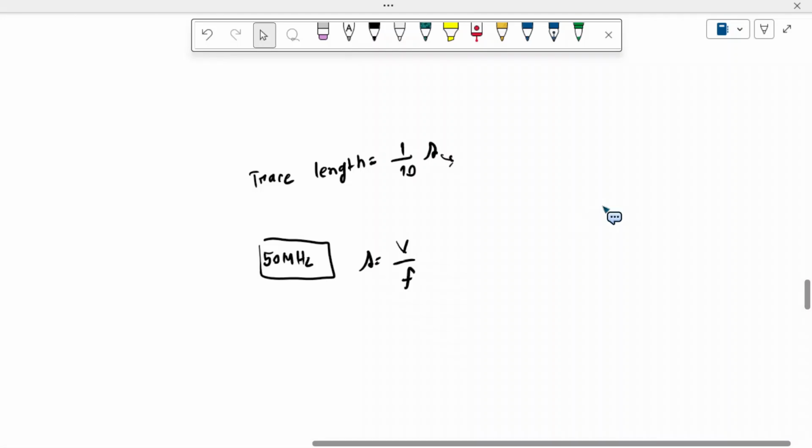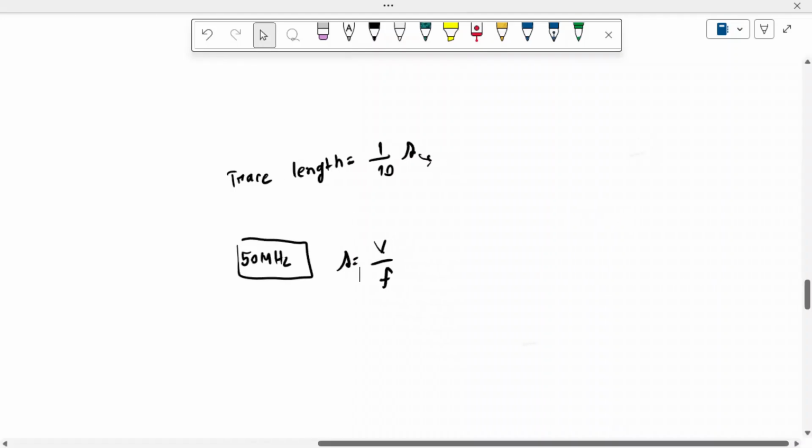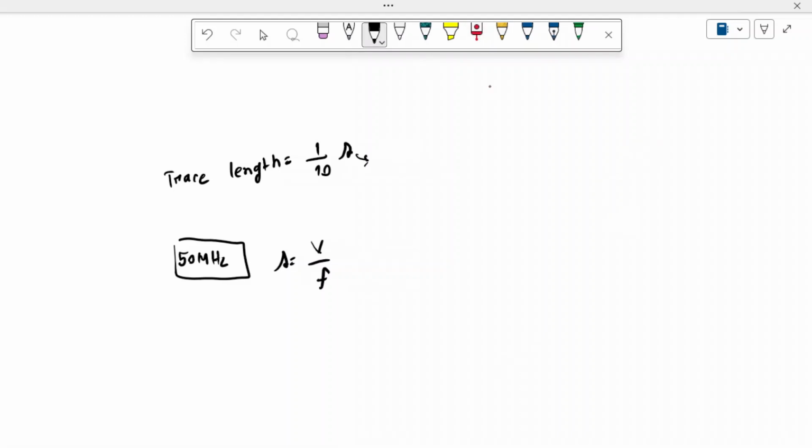But the problem in our case is that we have a dielectric here. Think about this as our dielectric, and this is, for example, our FR4. And we know that for FR4 you have about 4.3 or so as the dielectric constant.